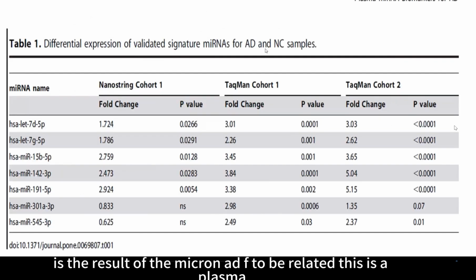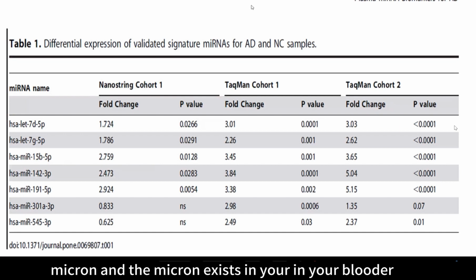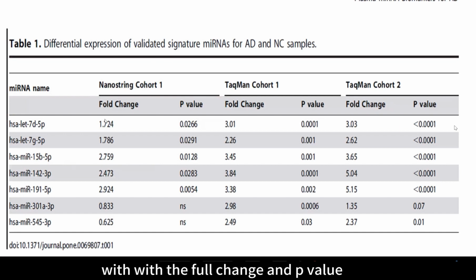So this is the result of the microRNAs they found to be related. This is a plasma microRNA. The microRNA exists in your blood, with the fold change and the p-value. So as you can refer to here.